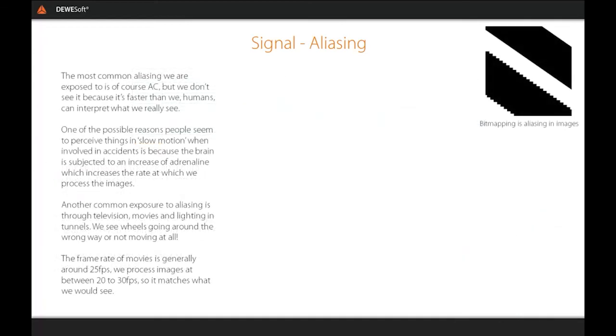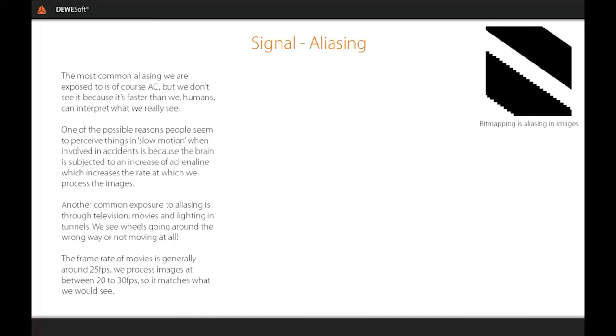Signal aliasing. Of course, the most common human exposure to aliasing is our very own AC system. It's actually cycling at 50 to 60 Hertz typically, depending on where you are in the world. We, of course, don't see it because we actually only process images at 20 to 30 frames per second.